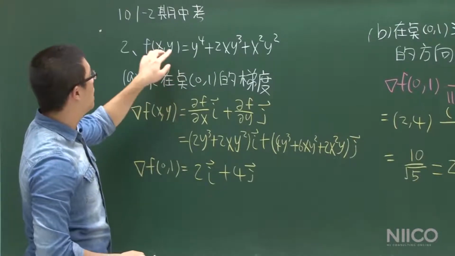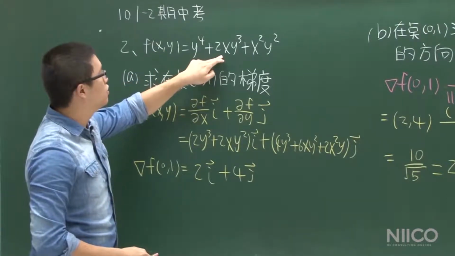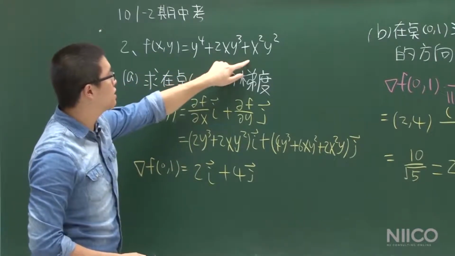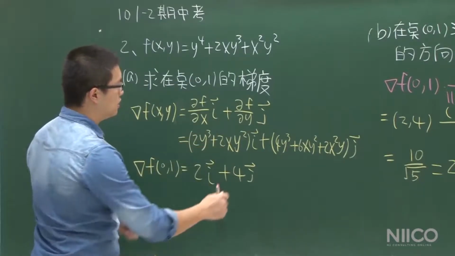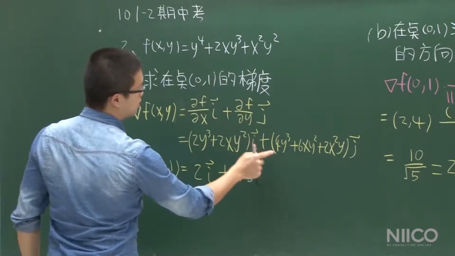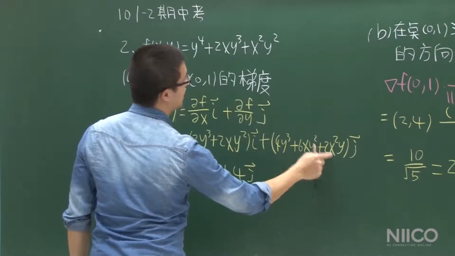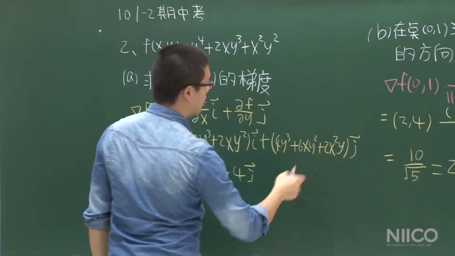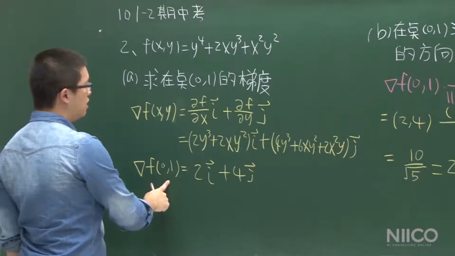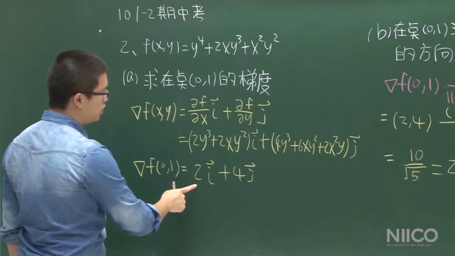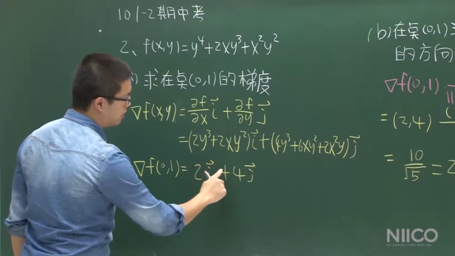as the y component. So partial f over partial x would be just 2 times y to the third plus 2 times x times y squared. And the y component would be 4 times y to the third plus 6 times x times y to the second plus 2 times x squared times y. And we substitute in 0 and 1, we get, well, for the x component it is 2, and for the y component it is 4.